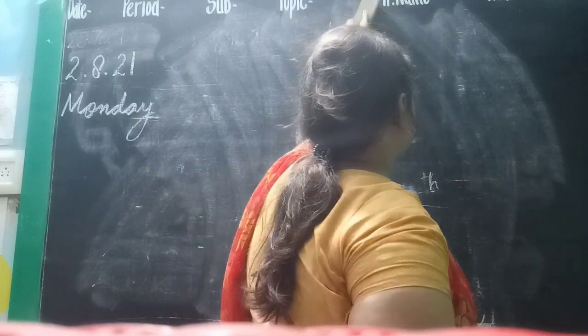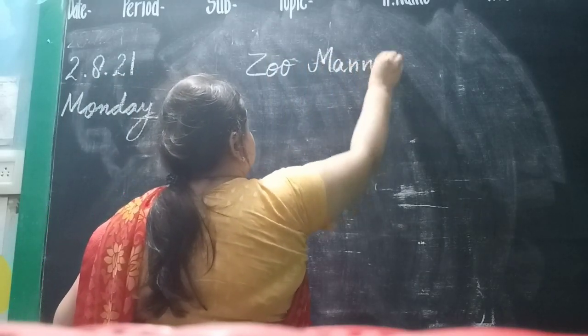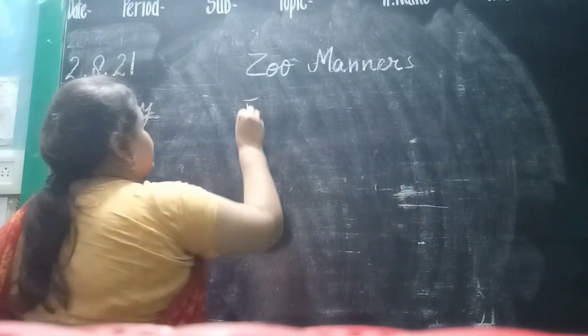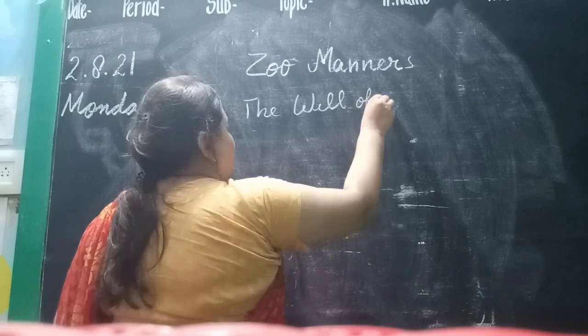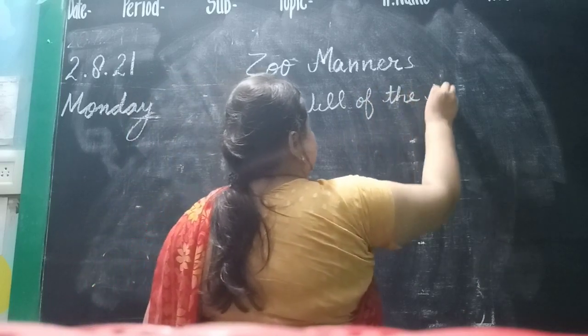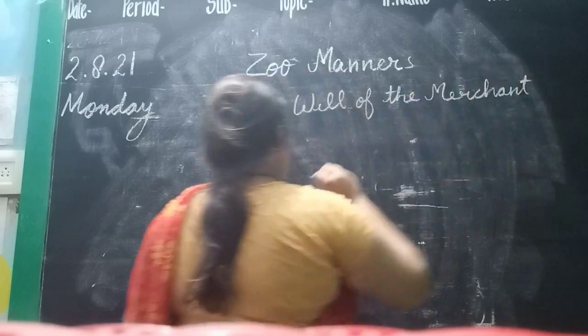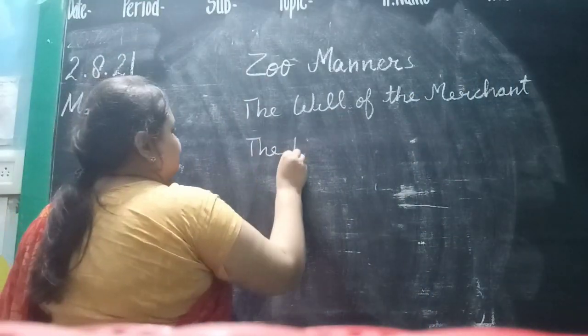Next is literature. In English literature, you are having different chapters. First one is Zoo Manners. Zoo Manners. Next is The Will of the Merchant. The Will of the Merchant. Then next is Extra Chapati.